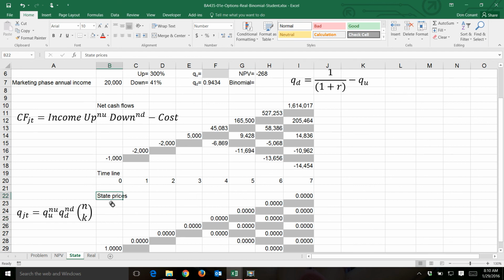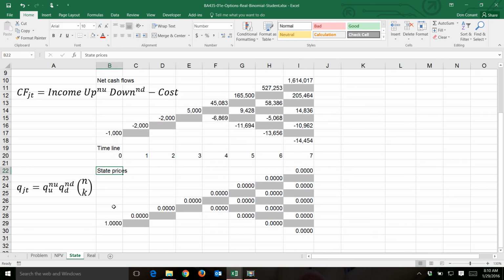That completes the state prices section of the binomial real options pricing model. You'll need to move on to the next video in order to complete the exercise.